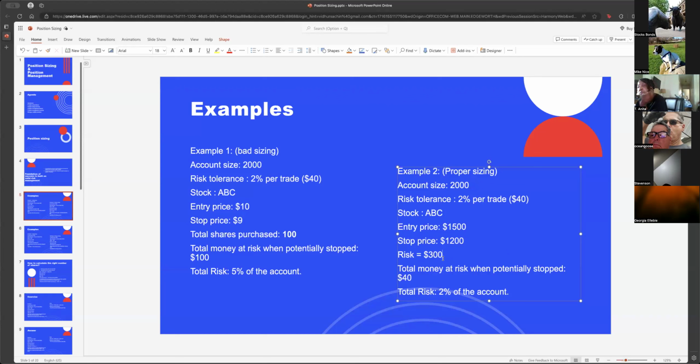How many contracts can you add? Pretty simple. Risk tolerance divided by the risk. That's going to give you the number of contracts you can buy on that same trade. If the risk is more than 2%, you have no business taking that trade in the first place. Got it. Look for a different trade which doesn't expose you to this 15% risk. So something to keep in mind.